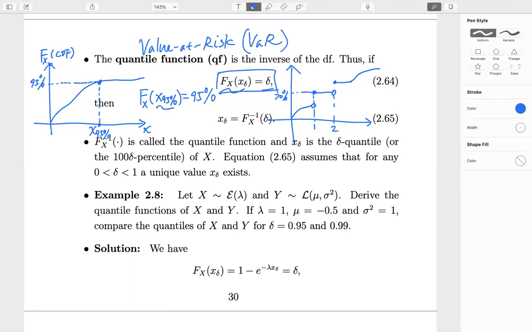So anything between 1 and 2 will give me 70%. So which number do I choose? Do I choose 1 or do I choose 2? Right. So that is the question. Most likely for us, we will use the left quantile. So it will be the smallest number such that we get to this level.